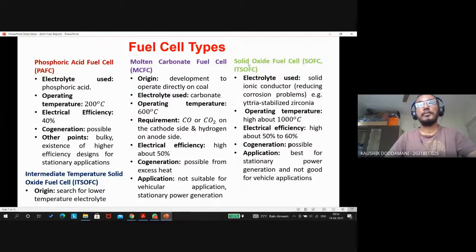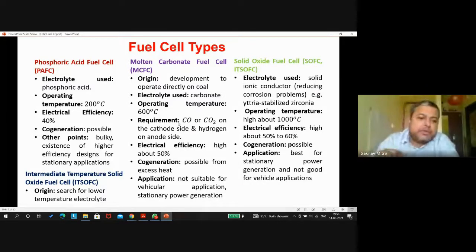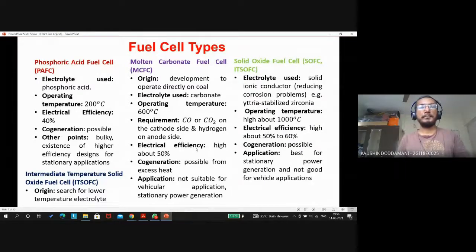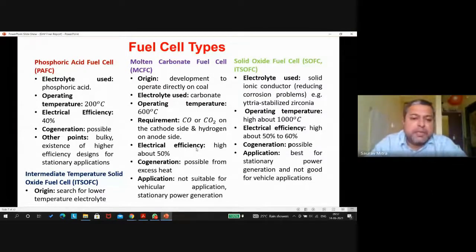Kaushik, can you explain what is meant by cogeneration? Cogeneration, as the name suggests, is co-generation. There is a generation of electricity as well as generation of heat. Very good. So that is a problem in all the fuel cells. That is, it generates electricity, but byproducts. Sometimes, if you see PEMFC, the byproduct is water, and the byproduct is heat.